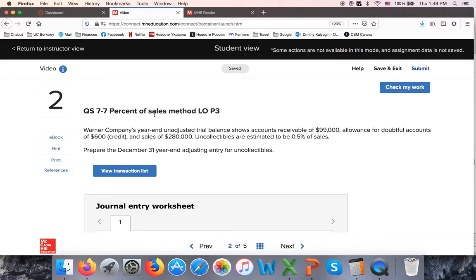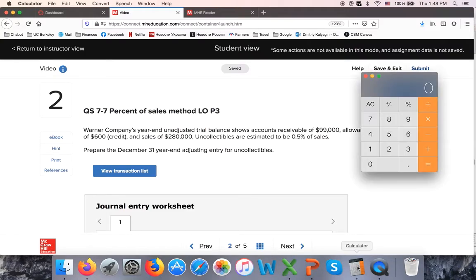I don't care. When I use percent of sales, I don't need AR. ADA balance 600. I don't care. If I use percent of sales, I don't care about it. I ignore the beginning balance. And sales 280,000. So that's the only one I need. So I have 280,000 of sales, and they tell me that 0.5%, so multiply by 0.005. So that's the amount I will not collect.